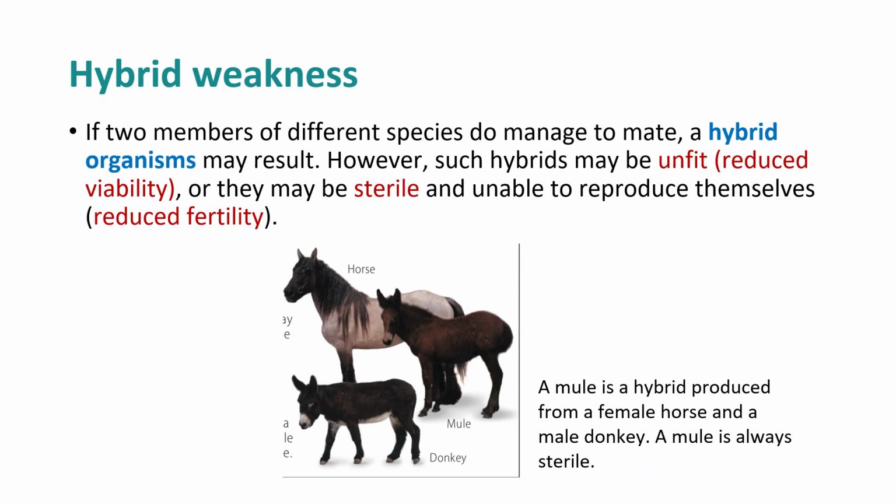Reproductive barriers can sometimes be breached when two members of different species do manage to mate and produce a hybrid. However, most hybrids display reduced viability, and all of them are sterile due to their abnormal number of chromosomes. So they are basically unfit and will not be able to reproduce themselves.